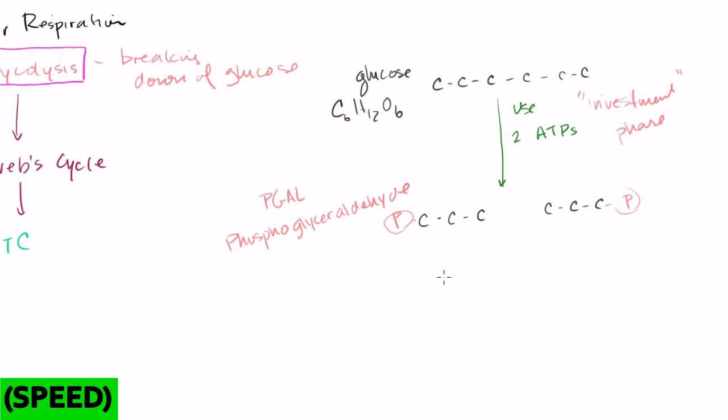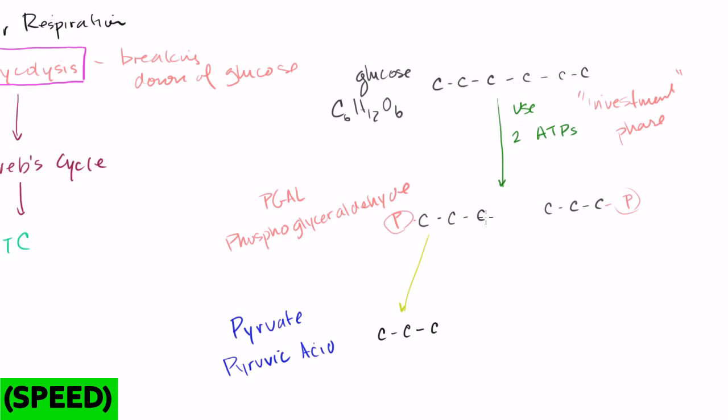In the payoff phase, each of these P-gals turns into pyruvate, which is another 3-carbon compound, reconfigured. Let me write pyruvate in blue, because at least it's good to know the word, and I'll show you the structure in a second. Pyruvate is sometimes called pyruvic acid. Same thing. And that's essentially the end product of glycolysis.